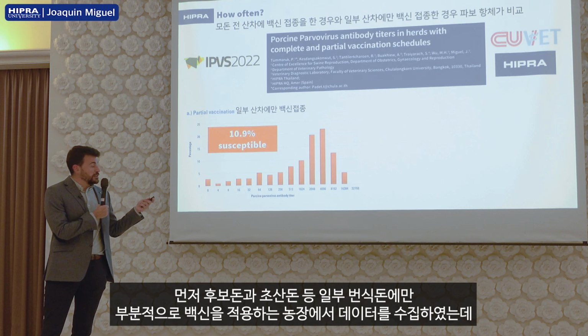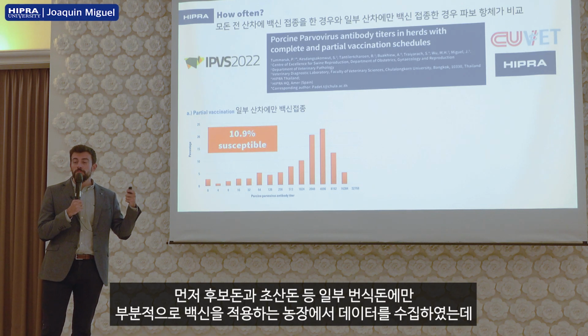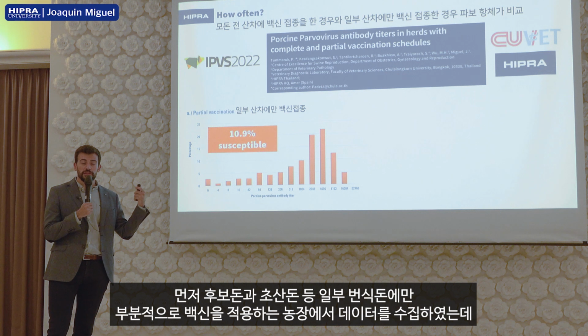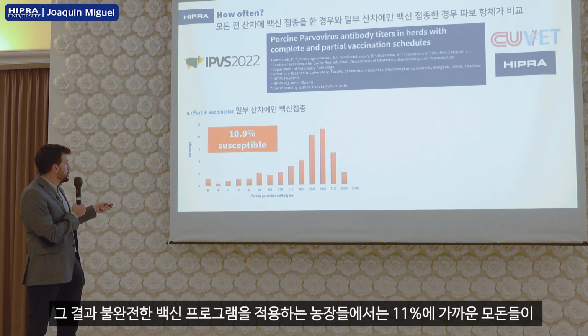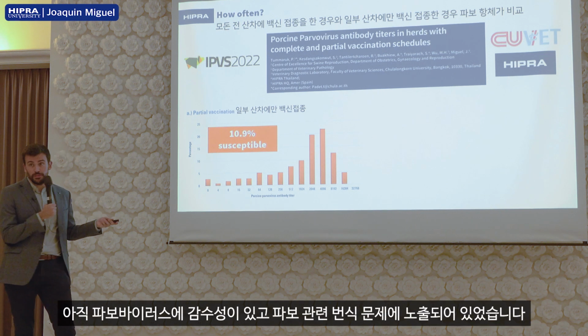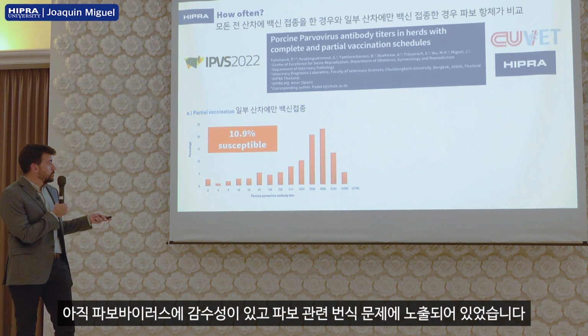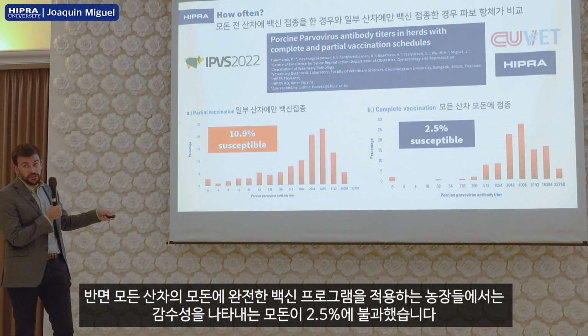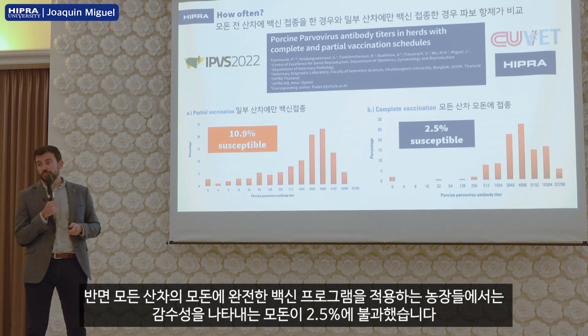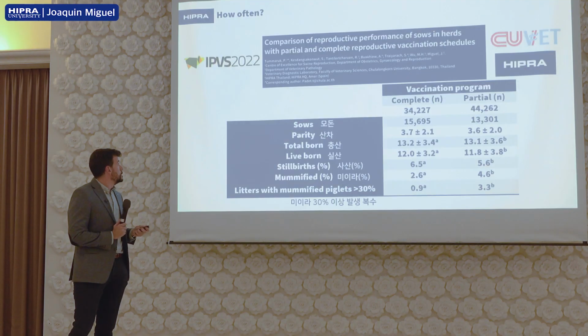And we collected the data from farms doing partial vaccination, it means only in the gilts and the first parity, and we observed that in those farms with this vaccination protocol, around 11% of the subpopulation were susceptible to suffer parvovirus-related problems, and in those farms with a complete vaccination program, it means every cycle, only 2.5% of the population was susceptible to have these problems.